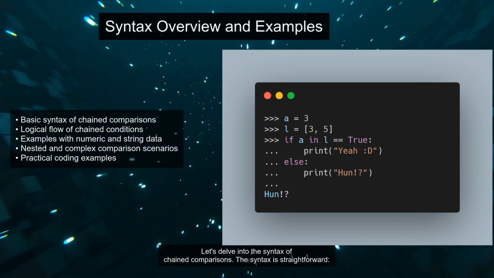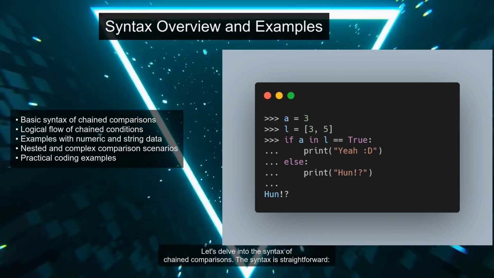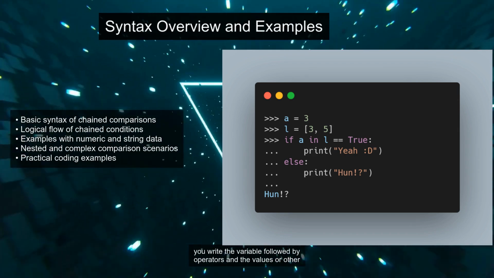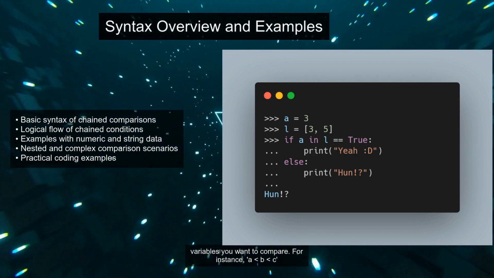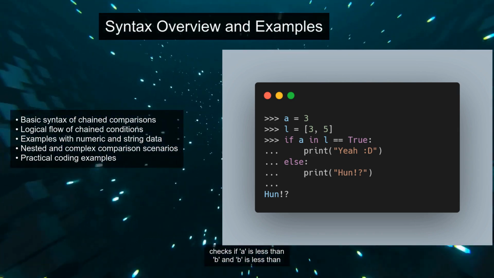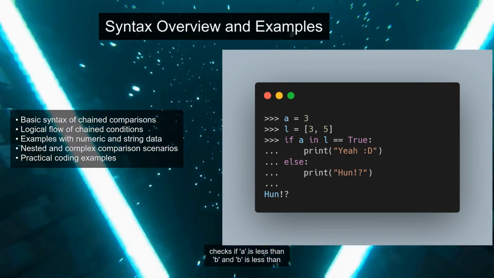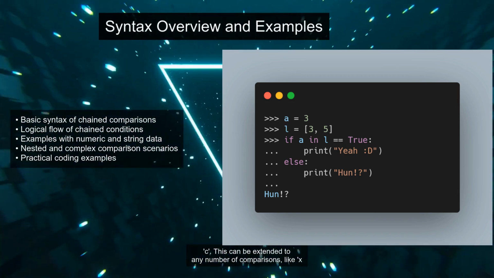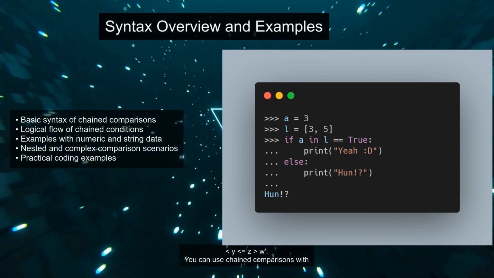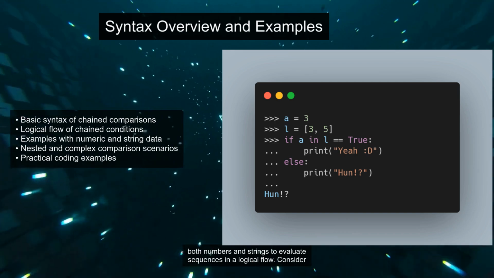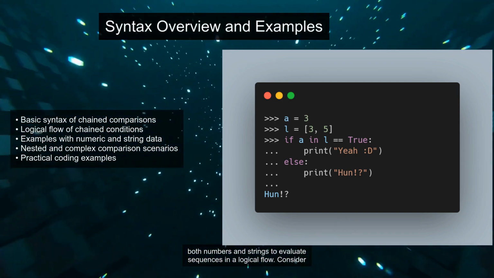Let's delve into the syntax of chained comparisons. The syntax is straightforward. You write the variable followed by operators and the values or other variables you want to compare. For instance, a less than b less than c checks if a is less than b and b is less than c. This can be extended to any number of comparisons, like x less than y less than equals z greater than w. You can use chain comparisons with both numbers and strings to evaluate sequences in a logical flow.